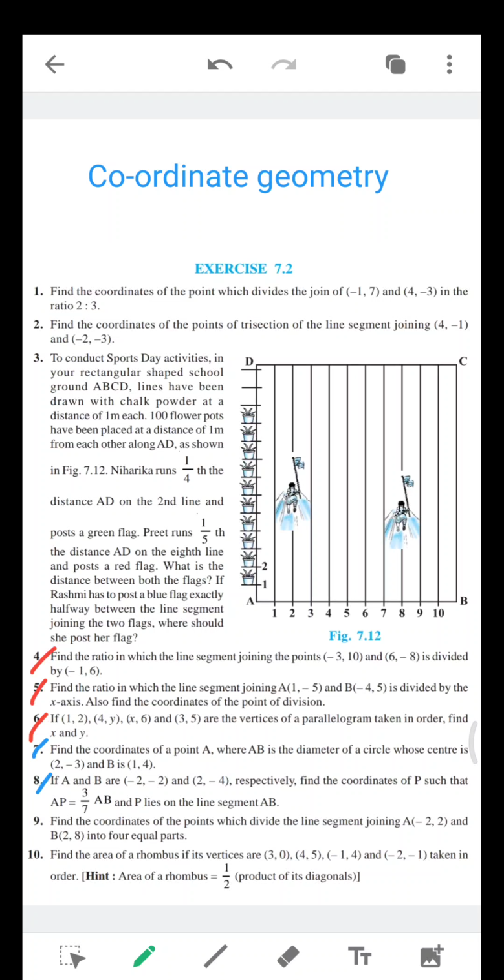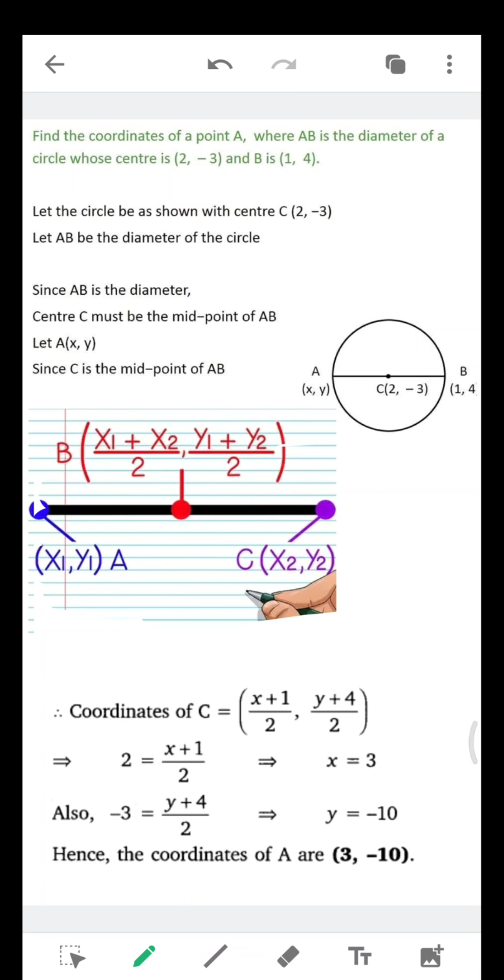So coming to the question number 7 of this exercise, he is asking find the coordinates of point A where AB is the diameter of a circle. Okay, so diameter of a circle is given, where we have to find the coordinates of this end of the diameter, A, and the center is 2 comma minus 3, you can see, and the other end of the diameter, that is B, is 1 comma 4. So center and one end of the diameter is given, we have to find the other end of the diameter, which is very simple.